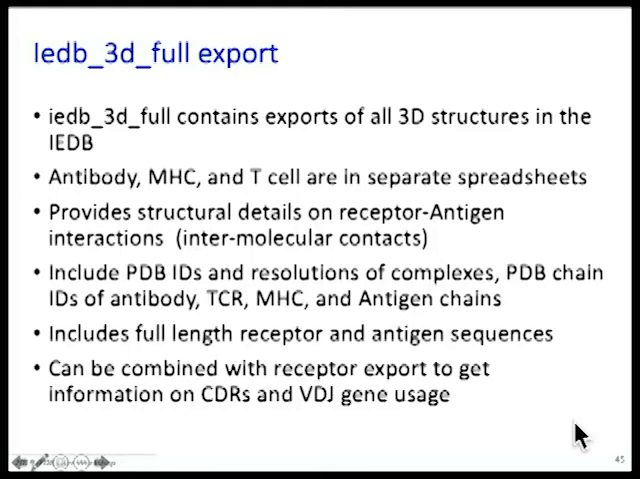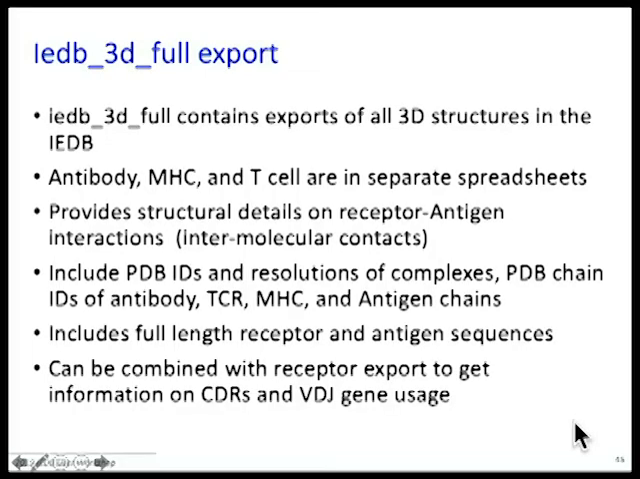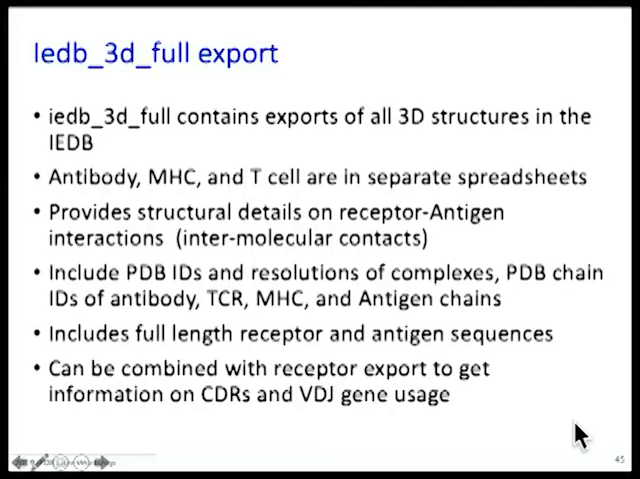And the 3D full export, this is all 3D data where there's a PDB structure showing 3D structure of the receptor and the epitope. So you can export all of this, and it includes the PDB IDs and the contacts between the receptor and the epitope, and it'll give you the full length receptor and antigen sequences. And if you combine this with the receptor export, you'll be able to combine the CDR3 and the VDJ gene usage with those contact information.